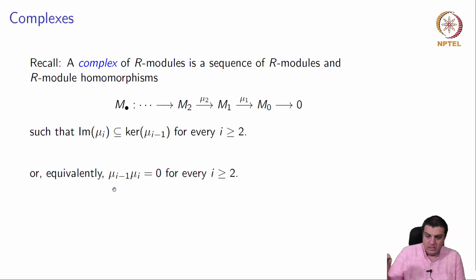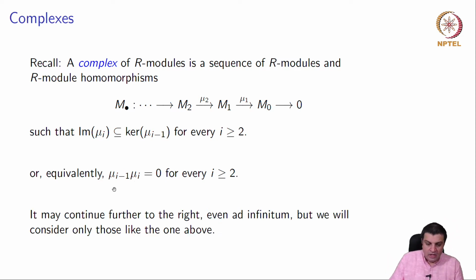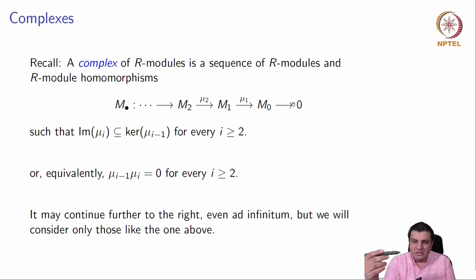Okay, so it's 0. And in principle, one does not have to have a 0 here. You could go even to infinity on the right side, but the complexes that we will consider in this course will always end somewhere and then it's 0 afterwards. So we will consider only such complexes.